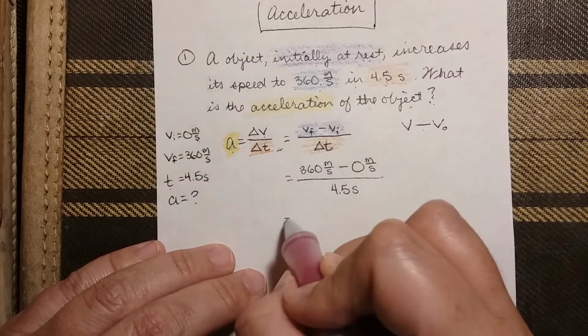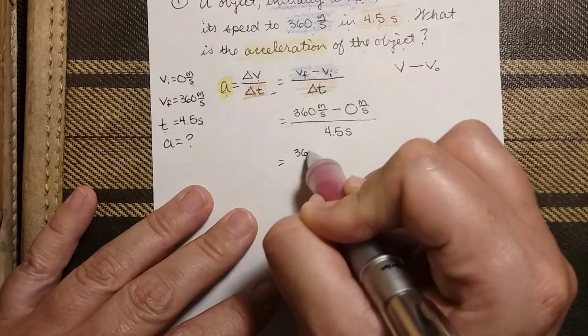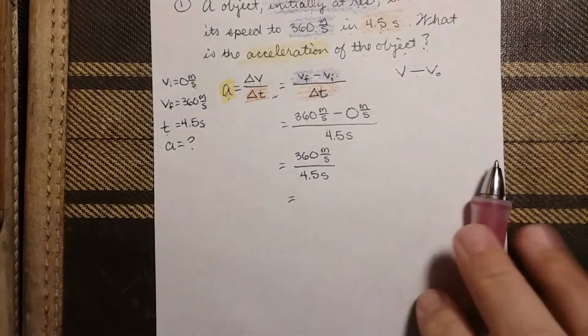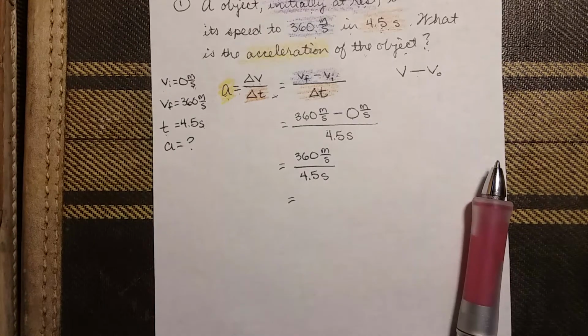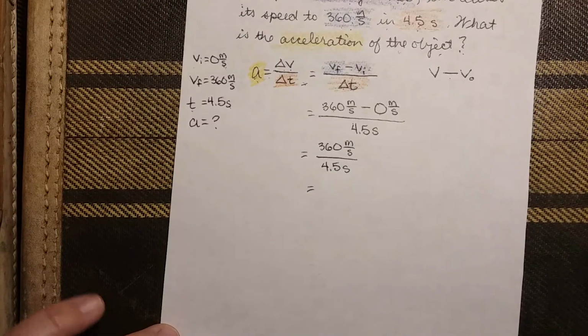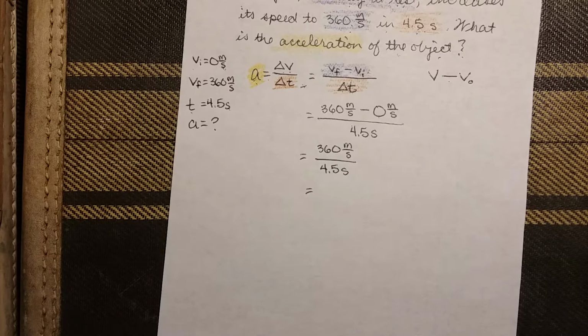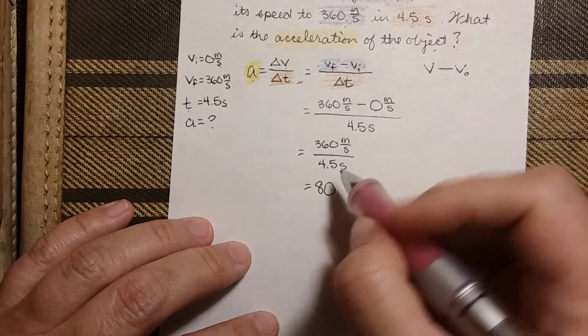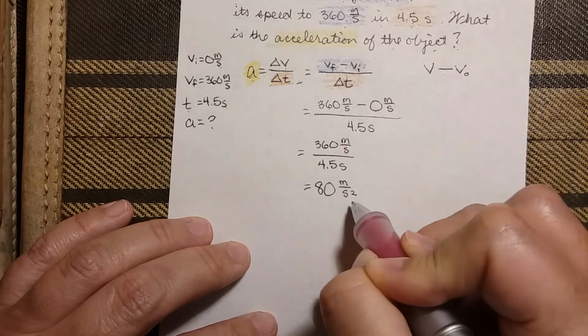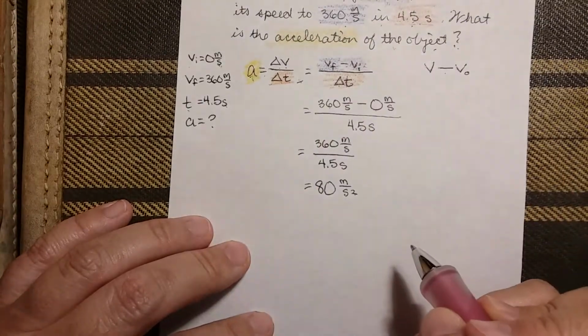Okay, so 360 minus 0 is 360 meters per second, and then we've got 4.5 seconds. So I am not going to show the calculator because this part's pretty easy. 360 divided by 4.5. And I get, hold on, I've got it in scientific notation. Let me change that real quick just so I can be sure. 80 meters per second, which is meters per second squared. Good, because meters per second squared is the unit of measurement for acceleration.